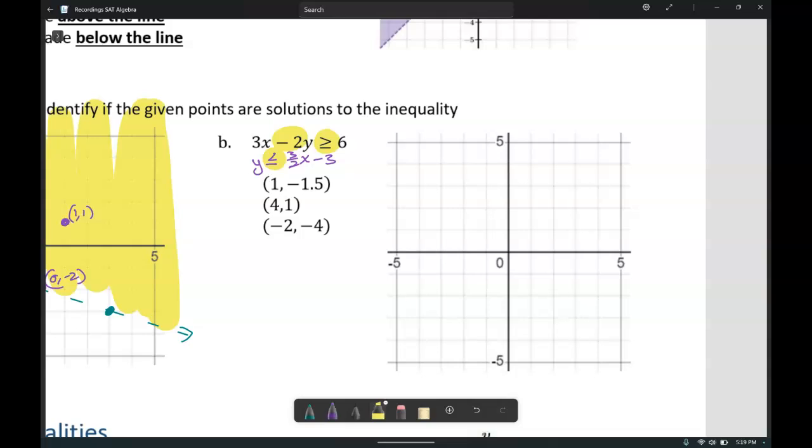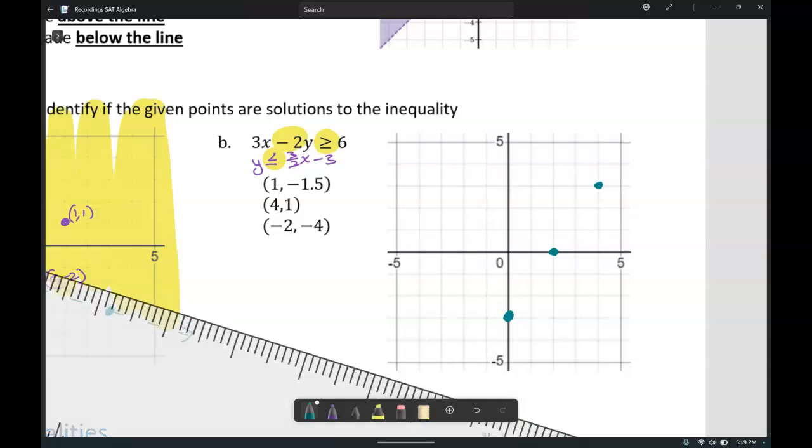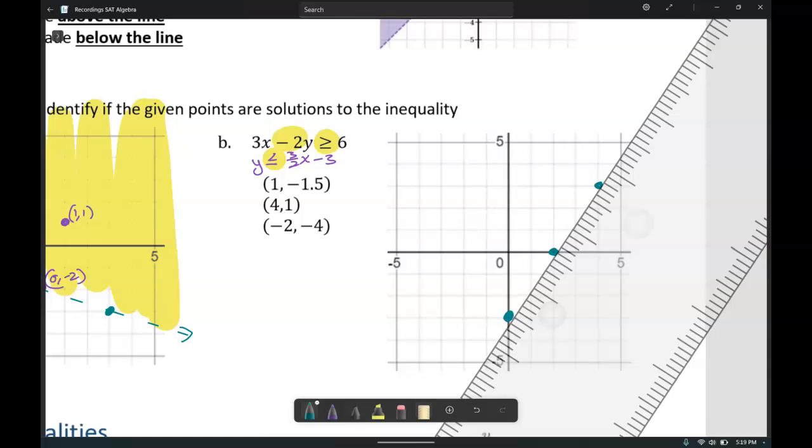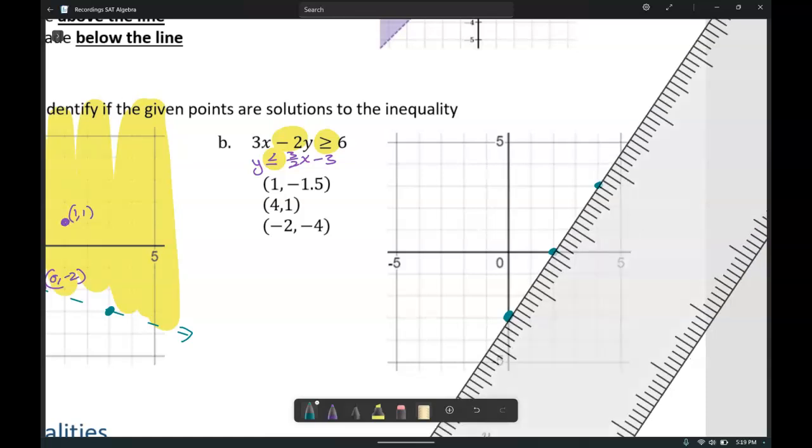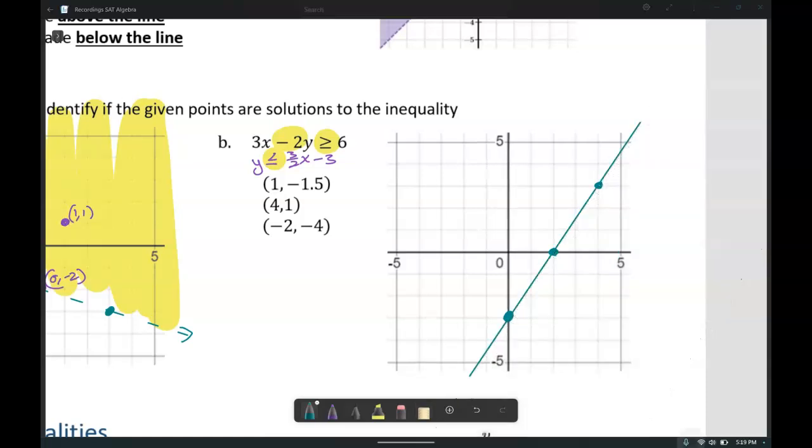And once we have it in our slope-intercept form, we can look and see. Let's go ahead and graph this line with a y-intercept at -3 and a slope of 3/2. We could continue plotting that if we wanted to, keep going with our line. And because it is a less than or equal to, we can just draw a solid line straight through all the points. We do not dash it because of the or equal to.